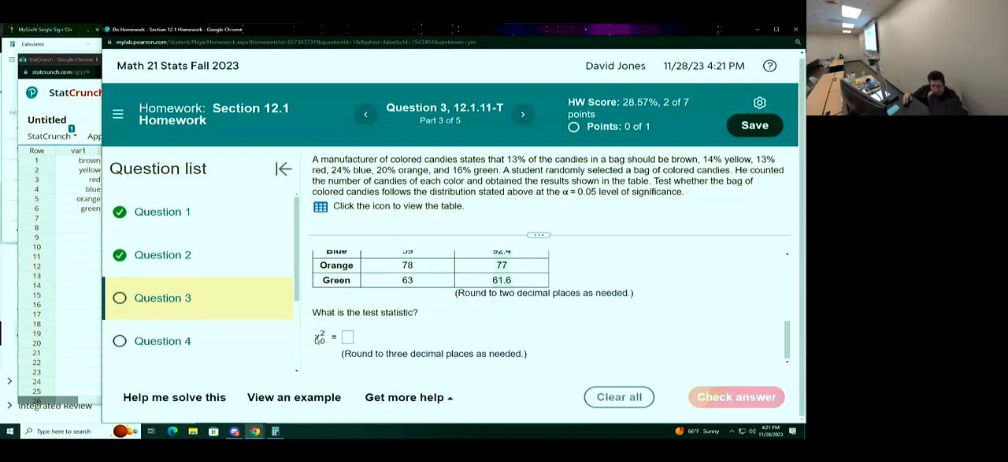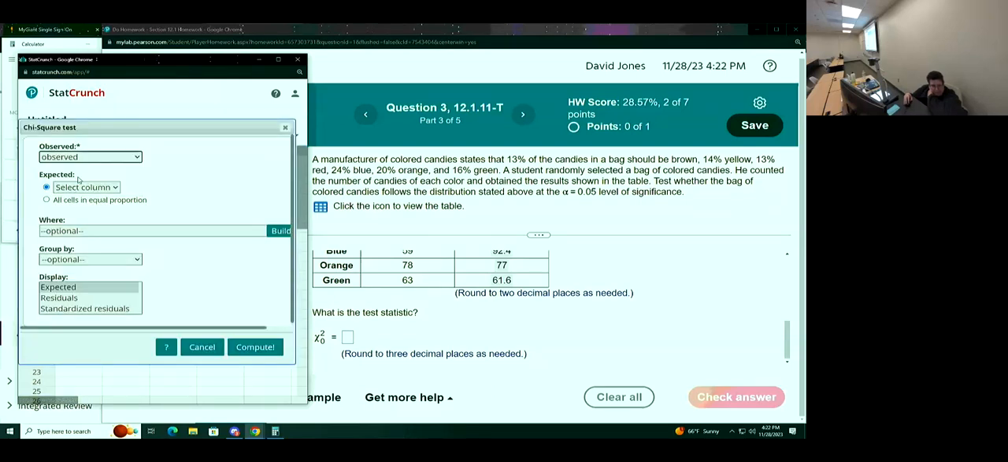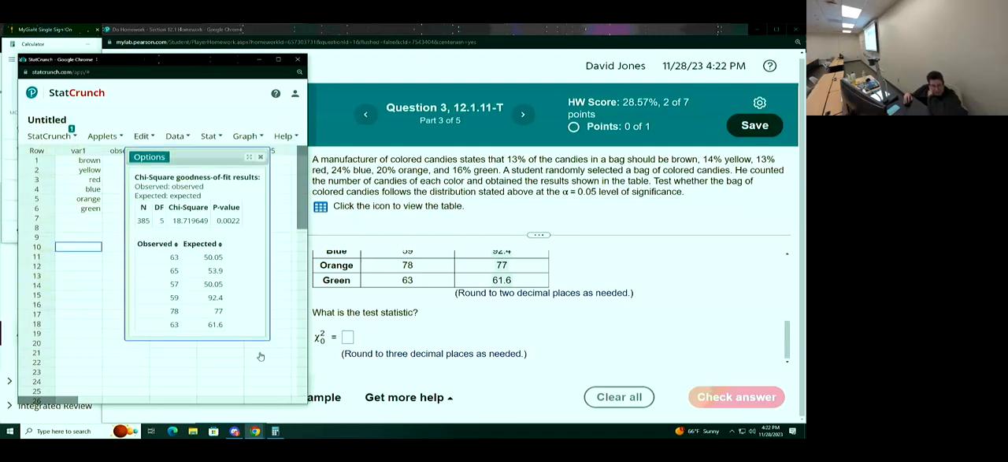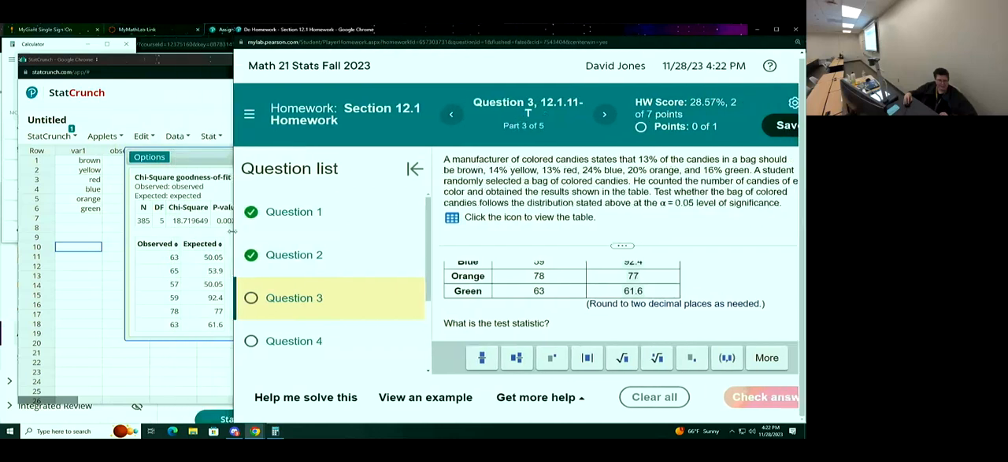Now it wants the chi-square statistic to 3 decimal places. Now we can do the test, telling you where the observed is and expected we calculated. Notice it pops out our expected because, well, we typed that in. Chi-square is 18.7196. So to 3 decimal places, that is 18.720.